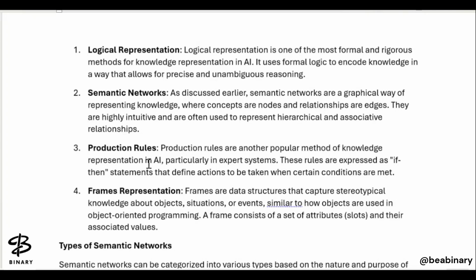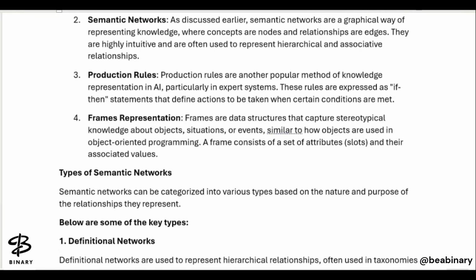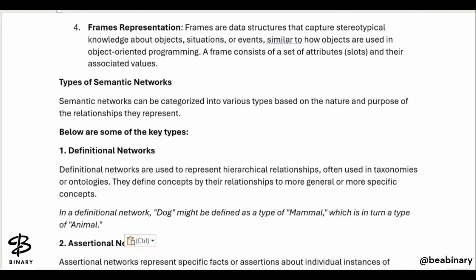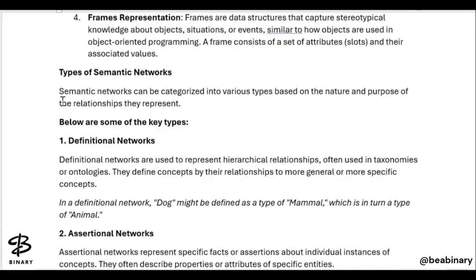So in that case, what are the different types of semantic networks? First, we will discuss the semantic networks. Semantic networks can be categorized into various types based on the nature and the purpose, the relationship they represent. The first is a definitional network. Simply here we represent the hierarchical relationships, often used in taxonomies or ontologies. They define the concept by their relationship to more general or more specific concepts. And we have discussed the ontologies yesterday.